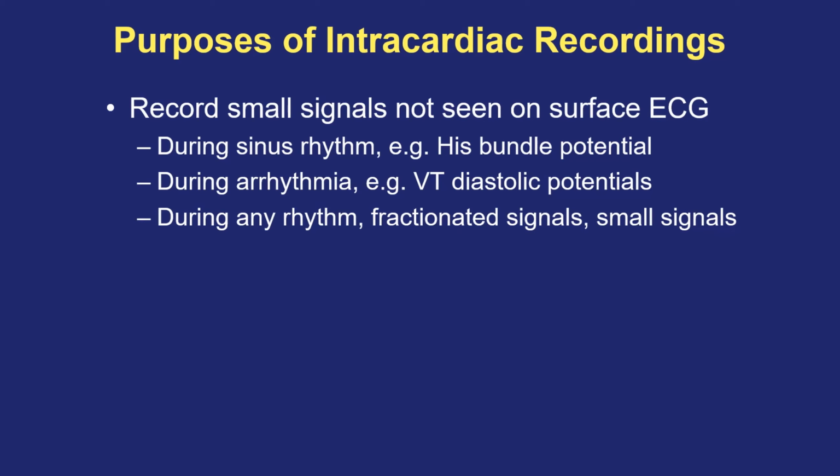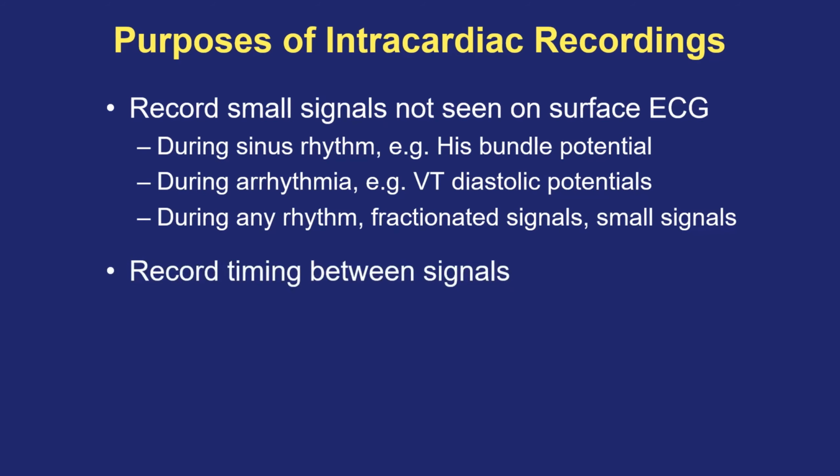And during any rhythm, if you see fractionated signals that are very small, it can tell you that this tissue you're sitting against is made of myocardial scar interspersed with live but sick and slowly conducting myocardial cells that can be the substrate for reentry. If it's a small amount of mass, then you're again not going to see these signals on the EKG surface.